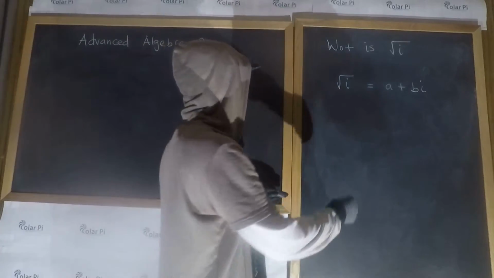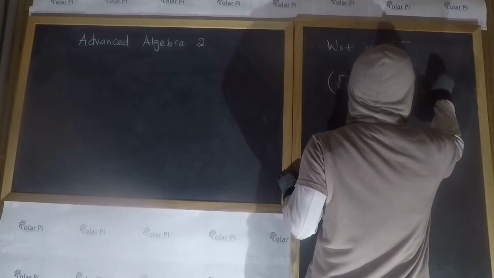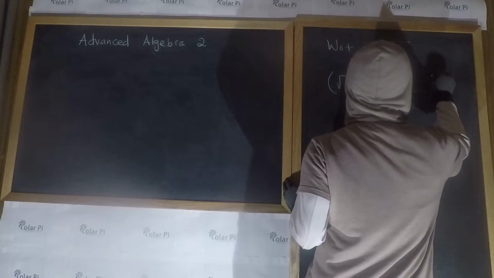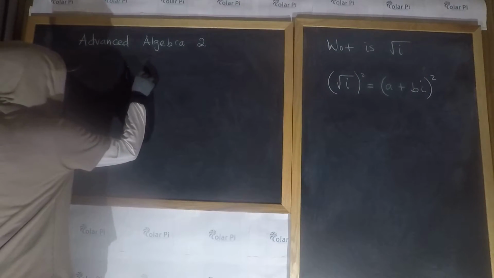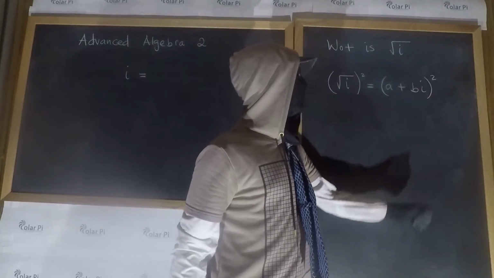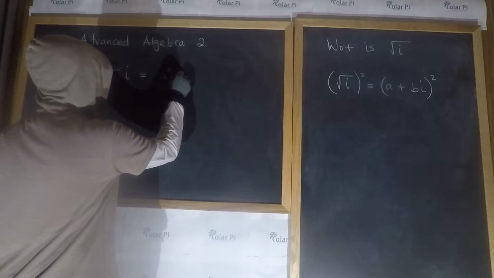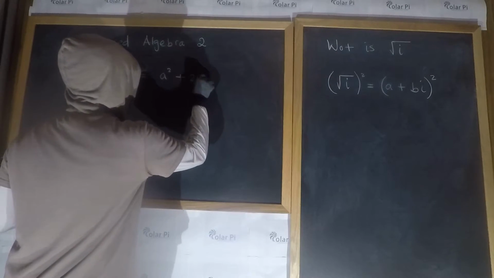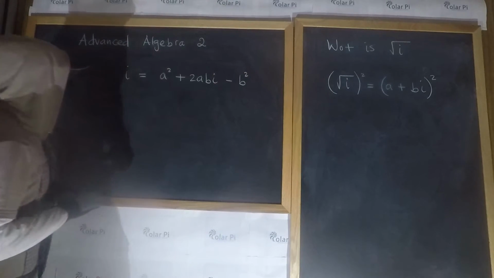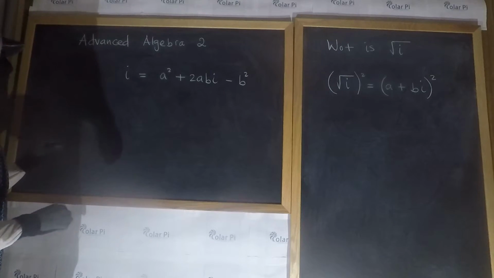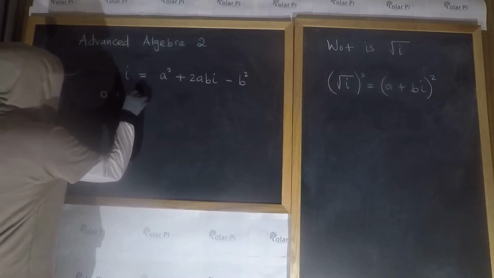Now starting here, if we square both sides, we're going to get this. The left side squared is just going to give us i, and the right side, when we square it using the binomial square, becomes a squared plus 2abi minus b squared. Now, i in standard form can be written as 0 plus 1i.